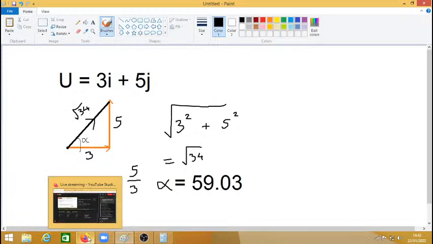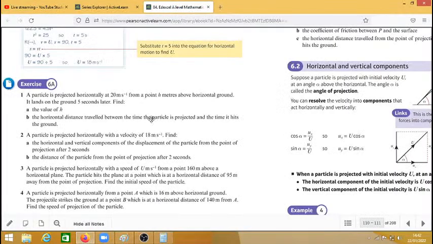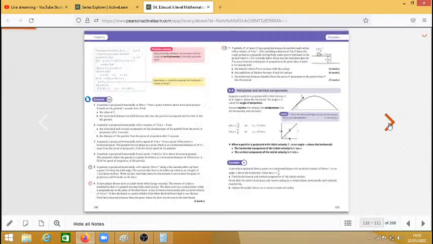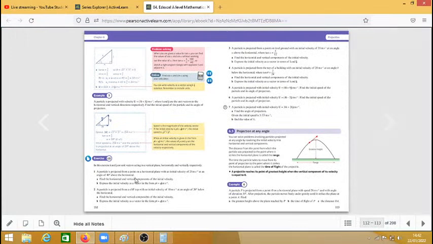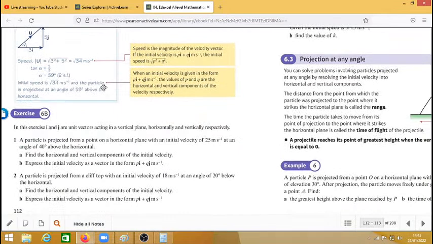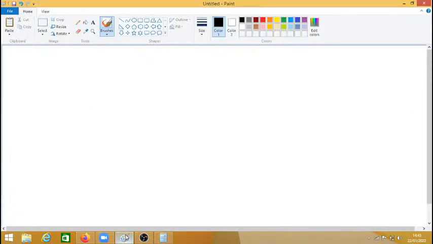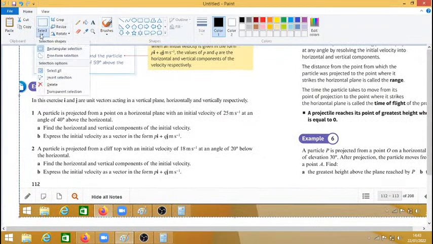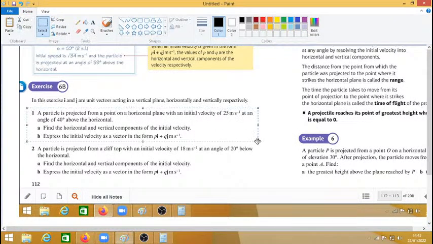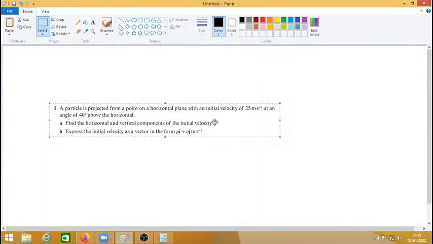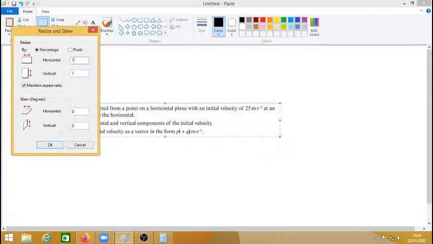Okay, time for you to practice that. See if you can do question 1, parts A and B. And I'll give you 5 minutes.